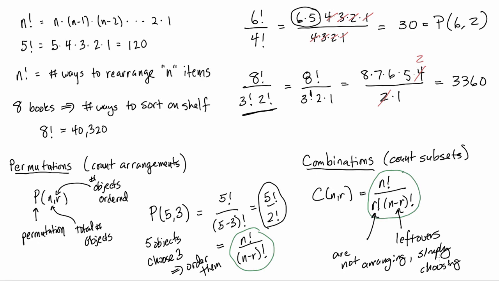So in general, combinations are going to be smaller than permutations, always. I guess the one exception is when you're choosing one thing. So if you're permuting one thing or choosing one thing, then they're going to be the same. But other than that, they're going to be smaller than permutations.